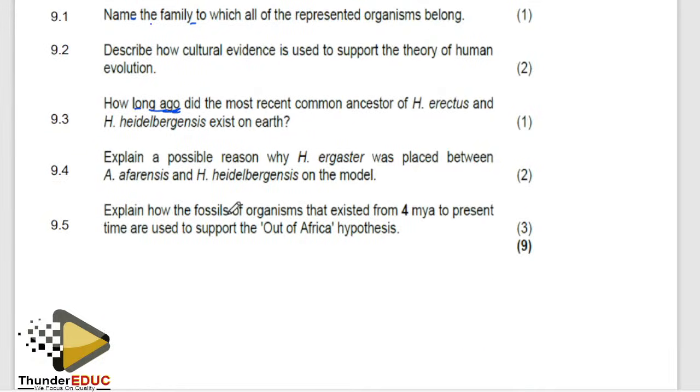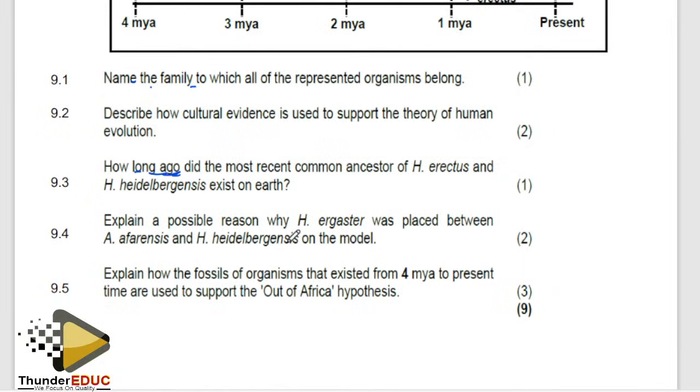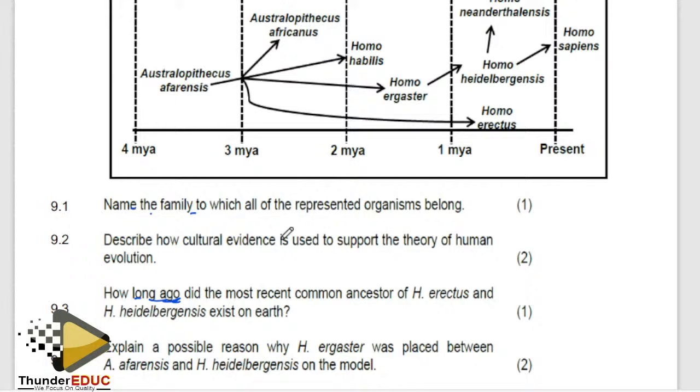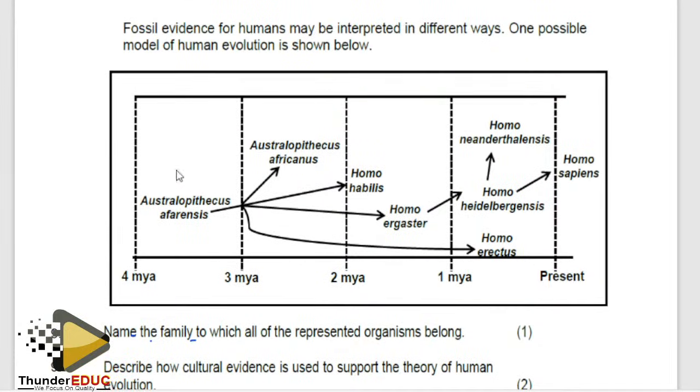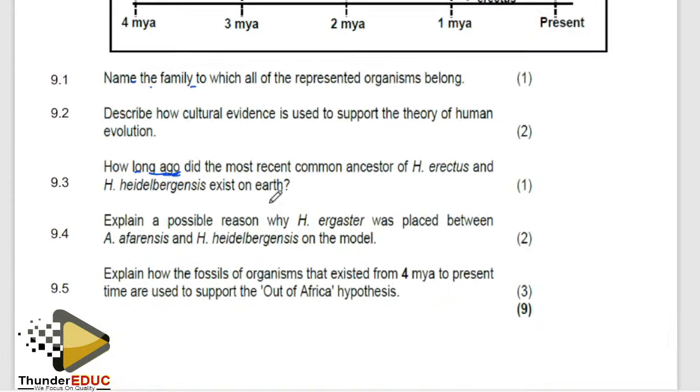Yes. Explain why fossils of organisms that existed from 4 million years ago to present time are used to support the out of Africa hypothesis. How do they explain it? So from 4 million years ago, you talk about the oldest fossils of Australopithecus afarensis, Australopithecus, just say Australopithecus, and Homo habilis were only found in Africa, while the fossils of Homo sapiens and the oldest Homo erectus were found in Africa. Basically, that's what you need to talk about.